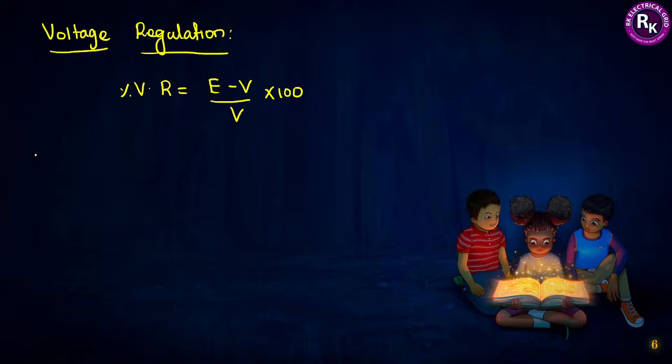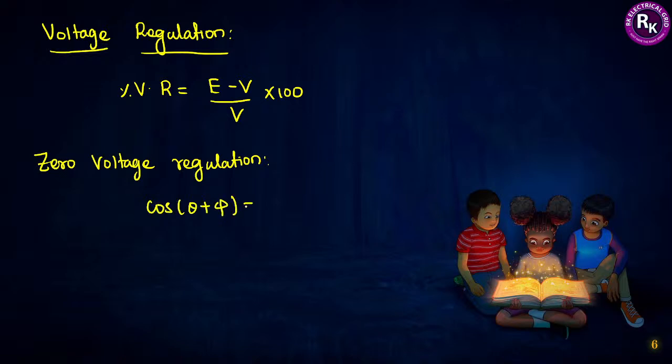So when I am talking about zero voltage regulation, first, in case of an alternator, what is the condition? Just remember the condition. Basically in our alternator, for zero voltage regulation, we consider cos of (theta plus phi), that is the most important formula, equal to minus armature current Ia into synchronous impedance Zs, divided by twice the voltage V, that is the per phase supply voltage. And armature current, synchronous impedance, everything is fine.